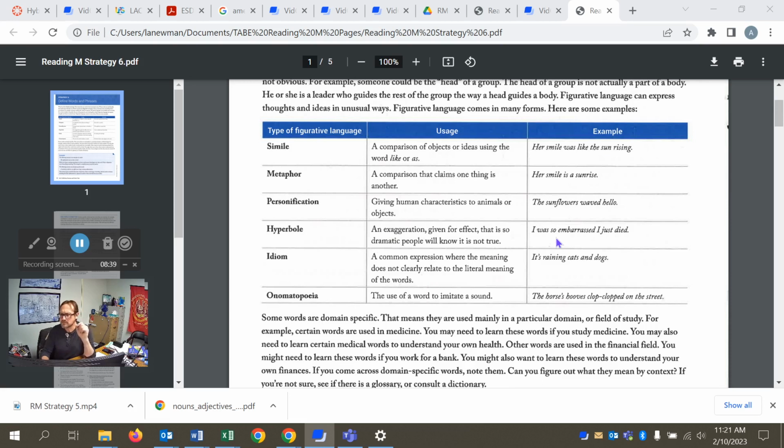Like in this one, I was so embarrassed, I just died. No, you didn't literally die, or you wouldn't be writing the sentence or saying it. That's hyperbole, an exaggeration. I'm so hungry I could eat a horse. There's another one. Horses are about 2,000 pounds. A person could not eat a whole horse in a sitting. But saying it in that way, in a hyperbolic manner, really creates the sense that, yeah, this person's really hungry or really embarrassed or really whatever.